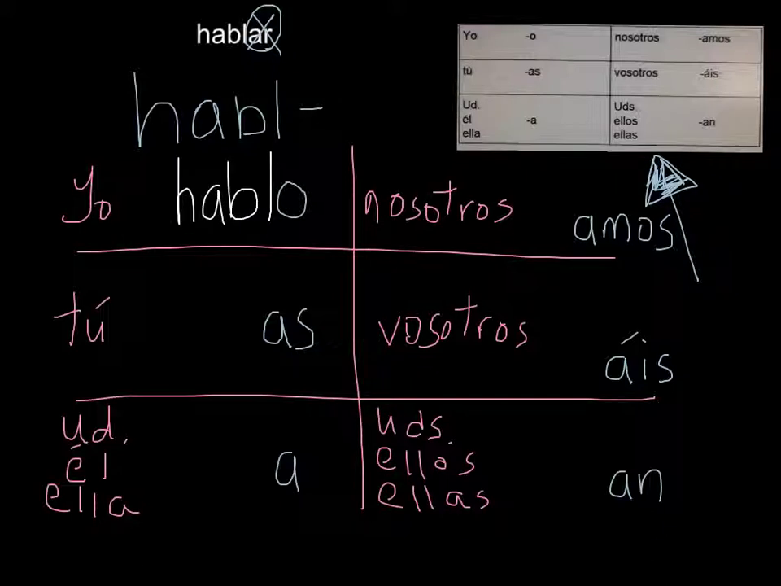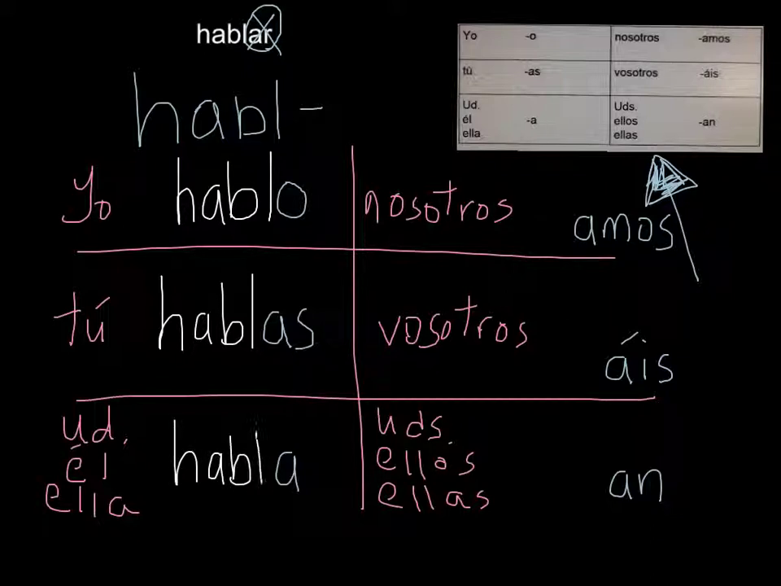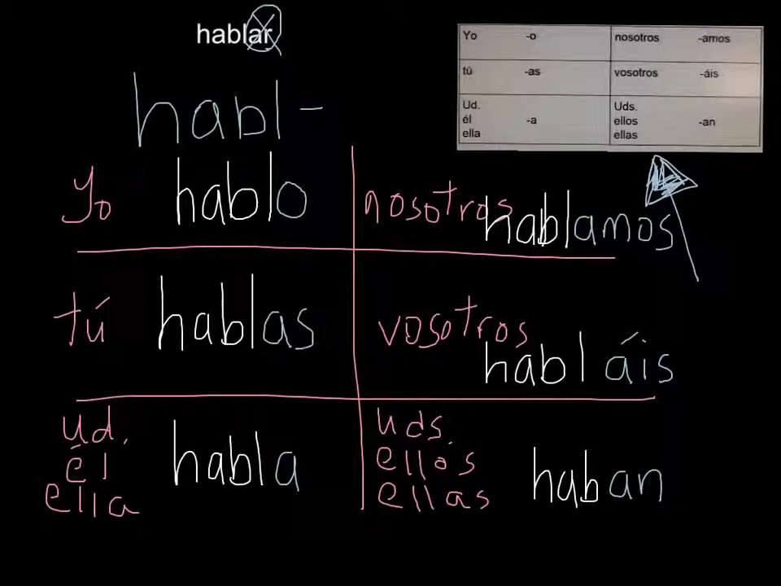The conjugation for the yo form of hablar is yo hablo. The tú form of hablar will be tú hablas. Usted, él, ella habla. Nosotros hablamos. Vosotros habláis. And ustedes, ellos, ellas hablan.